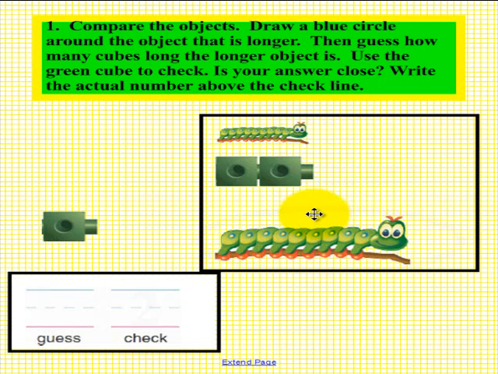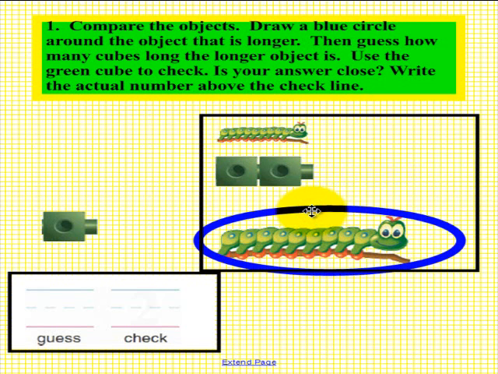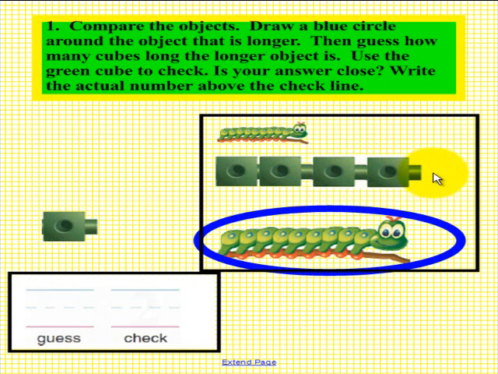Okay, you should have drawn a circle around this object. Now, the next question is, how much longer is this than here? We can determine that by cubes. 1, 2 cubes longer. Your answer is here, and we think it's 2 cubes. Very good. If your answer matches ours, that is terrific.